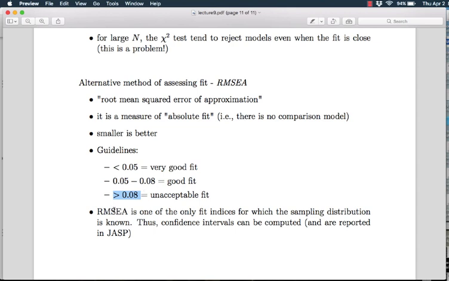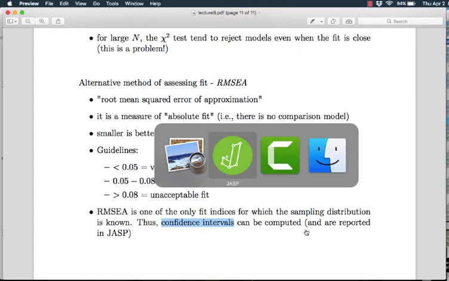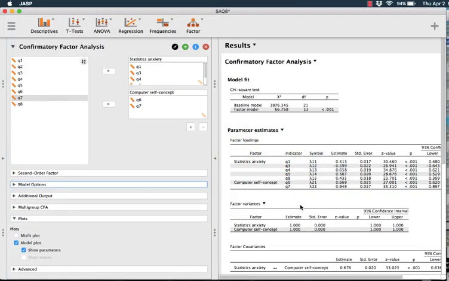I do want to mention that RMSEA is kind of a cool index because it's one of the only fit indices for which the sampling distribution is known. And if you know that, that means you can compute confidence intervals. And so not only can we get an estimate of this root mean squared error of approximation, but we can also get a 95% confidence interval. And that's given to you in JASP. How do we do that? Well, let's go back to JASP and see.